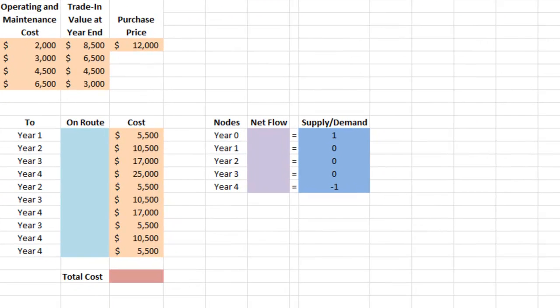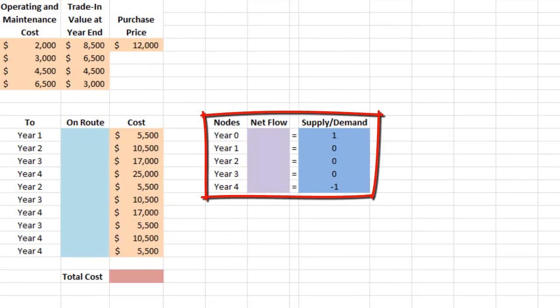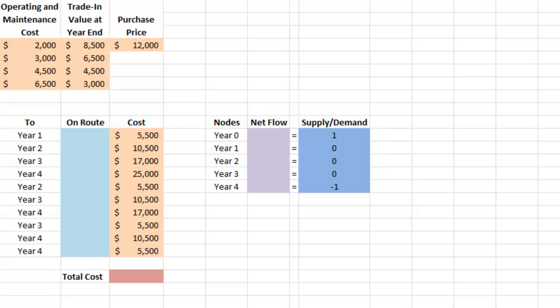Now let's go over to the right-hand side where we have nodes, net flow, and supply demand. And the supply demand column, all that is telling us is that we are entering this process at year 0, and then we are terminating at year 4.